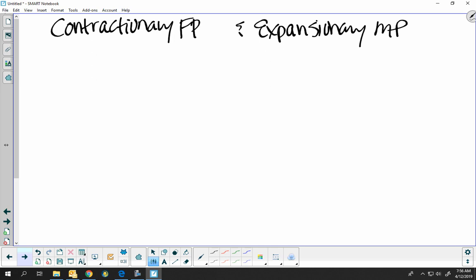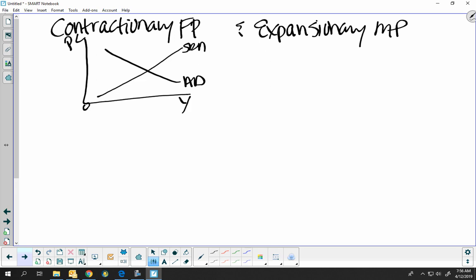Congress must think we're in a period of inflation, so I'm going to start off with the inflationary gap with the fiscal policy side. The Federal Reserve, though, must think that we're in some sort of recession, so I'm going to start from the recessionary gap over here.